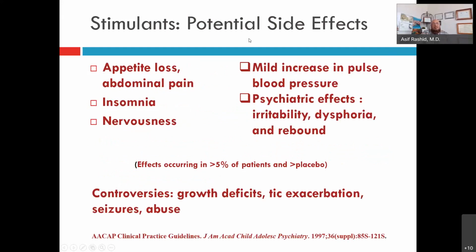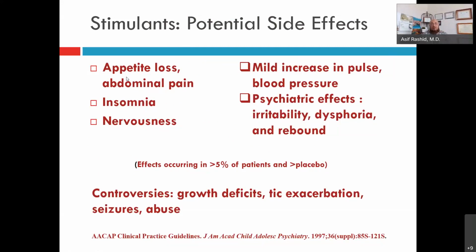What are the major concerns? These are the concerns that we see most commonly. There is appetite loss, and we would like to monitor the weight as we go along. A lot of kids tend to have a slow weight gain or no weight gain. Actually, they lose weight, so we don't want that. Mostly, we want them to gain half to 1 pound every month. Insomnia is pretty common if taken late in the day.